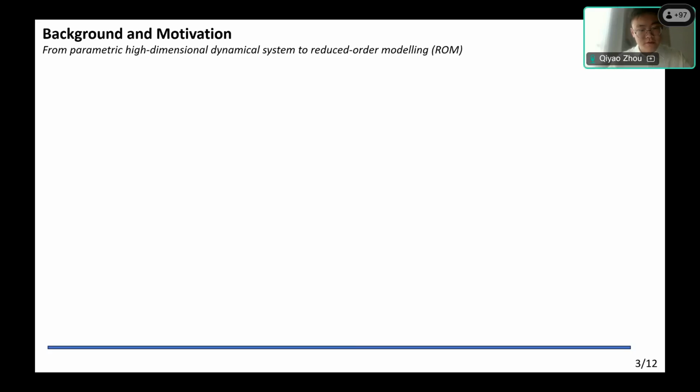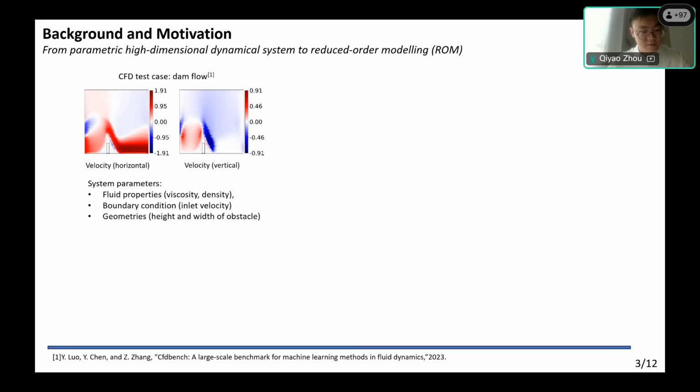So we are very interested in parametric high-dimensional dynamical systems, particularly in safety applications. The dynamic flow case shown here is one representative case. The flow enters from the inlet and interacts with the barrier, and then develops into a highly nonlinear evolution. In such systems, the state evolves in a very high-dimensional physical space, where the dynamics depend on a bunch of physical parameters, such as fluid properties, boundary conditions, or geometries.